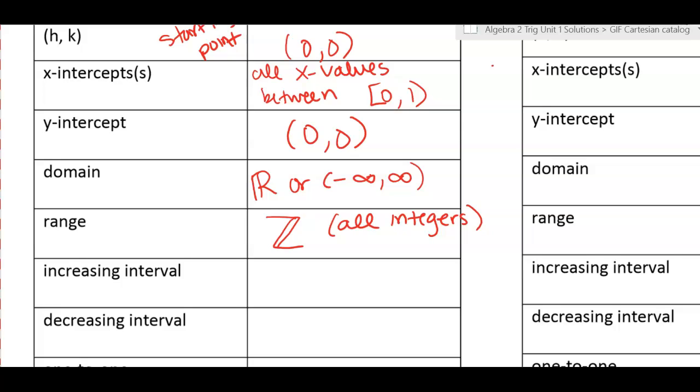All right, now increasing interval and decreasing interval. Here's the thing. I know that our graph increases over time if you look at it from left to right, that the steps seem to be going upward. But an increasing interval means that if you're on the line of the graph and you're moving towards the right, you're also moving up. That doesn't happen here.